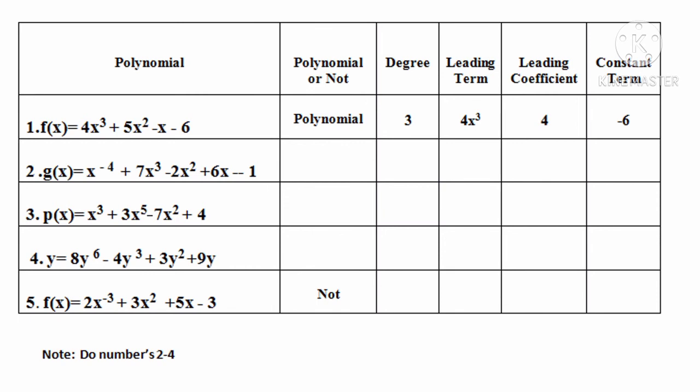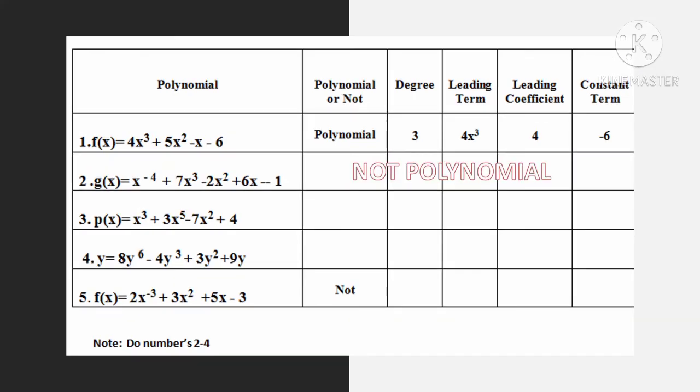For the second example, g of x equals x to the power of negative 4 plus 7x cubed minus 2x squared plus 6x minus 1. Identify if the given function is polynomial or not. So it is not polynomial since it has a negative exponent. So you don't need to write the degree, leading term, leading coefficient, and constant term if your answer is not polynomial.